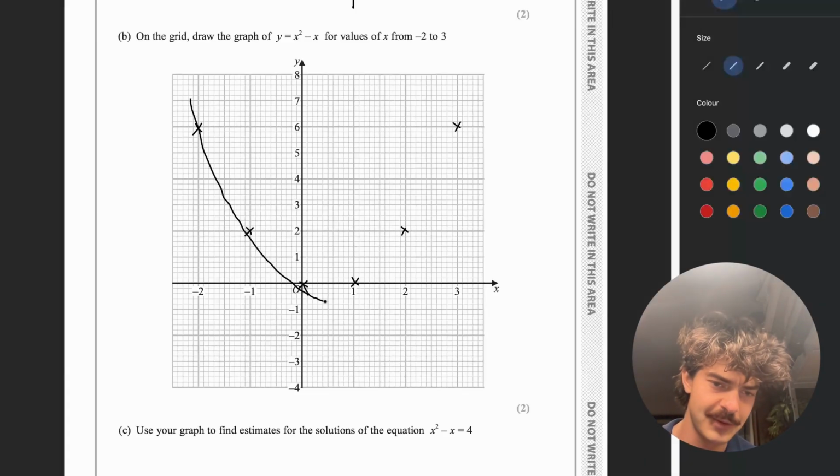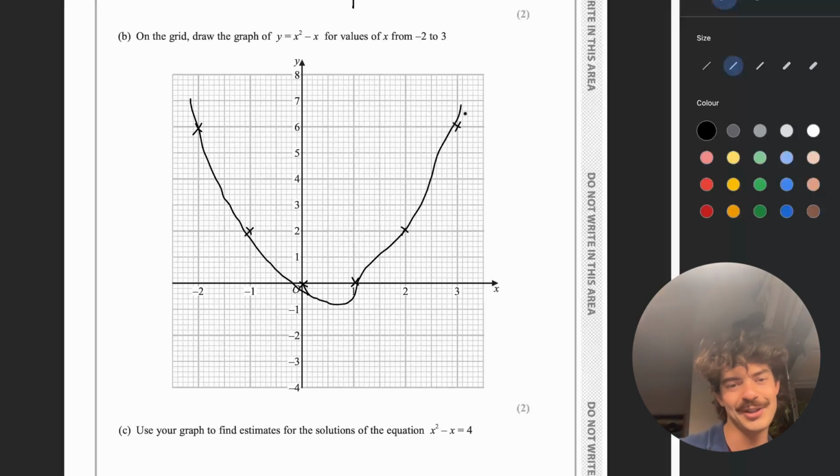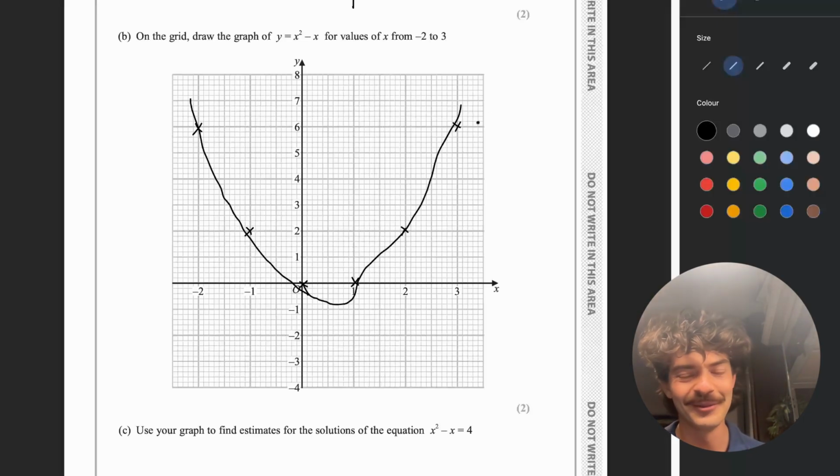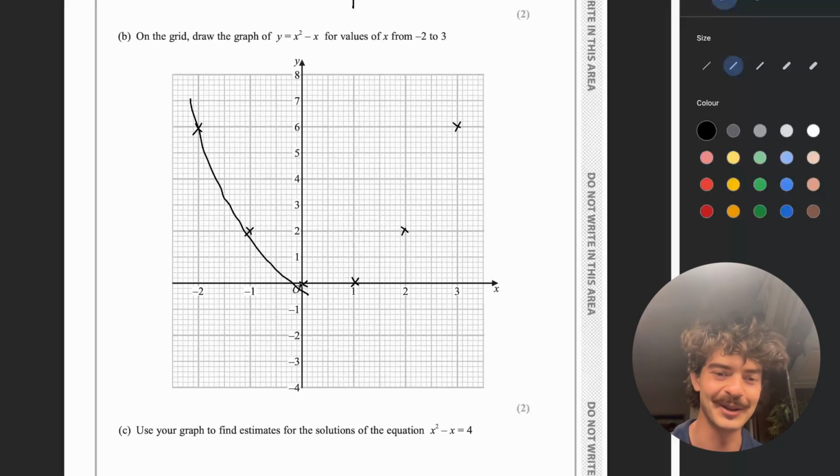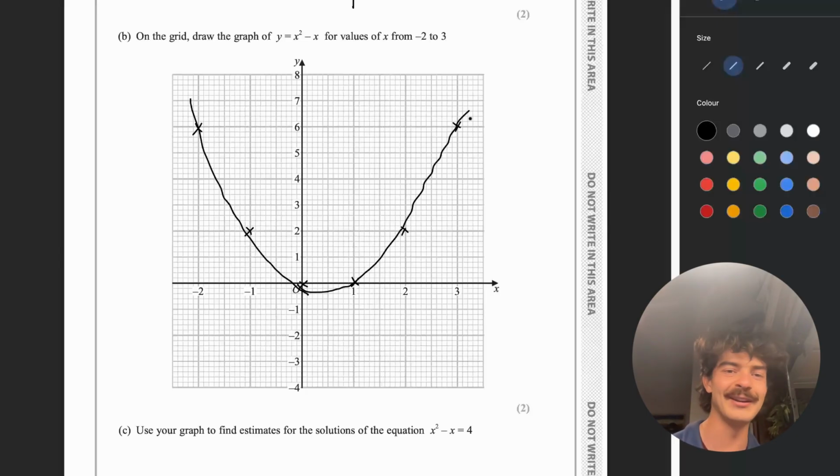Oh, missed that one. Oh well, don't do that. And it curves around there. Ah, that was a poor graph. But you know what? We'll go with it. You guys can hopefully do a better job. No, I've got to redraw that. There we go. That's a little bit better.